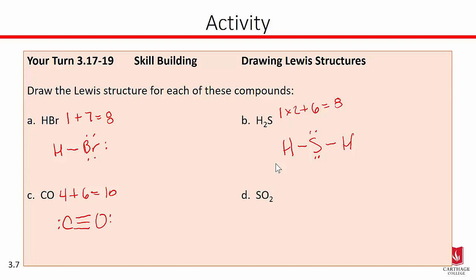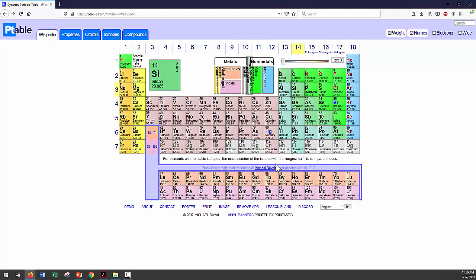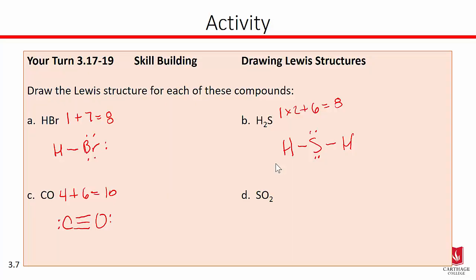Now for the last one here, sulfur dioxide, this is going to be a tricky one. Okay, so I'm going to draw this out. If I look at the periodic table, sulfur and oxygen, sulfur is below oxygen. We said that things that are towards the bottom left are going to be in the middle. Things that are at the top right are going to be on the outside. So sulfur is below oxygen. Sulfur is going to be in the middle of this molecule. Okay, so I'm going to draw sulfur in the middle.